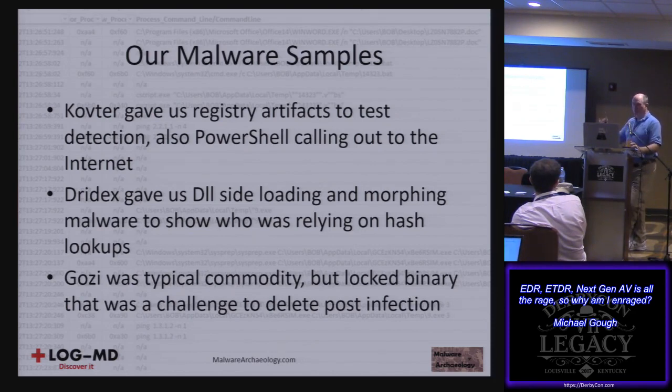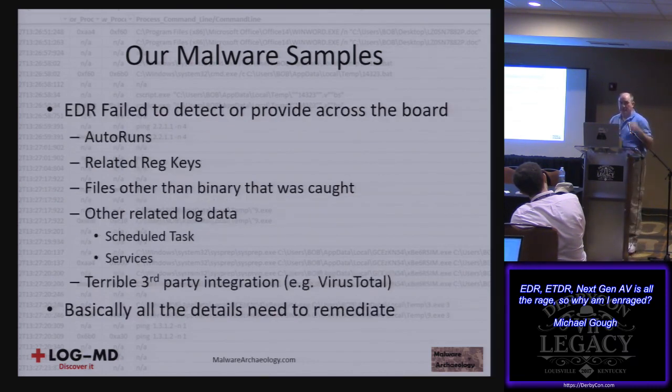Just basically morph the malware so the hash changes, and that causes EDR grief. So obviously causes AV grief. And those of us that make rules or do hash lookups, grief. And even if you send it to VirusTotal, they give you grief, because VirusTotal will say, I haven't seen anything, which, as Tyler will tell you, and I'll tell you, that's a great indicator you got something. Gozi was pretty typical, but it had a locked binary. This was a challenge to delete post-infection. If the file's locked, I can't copy it, I can't delete it, I can't rename it.